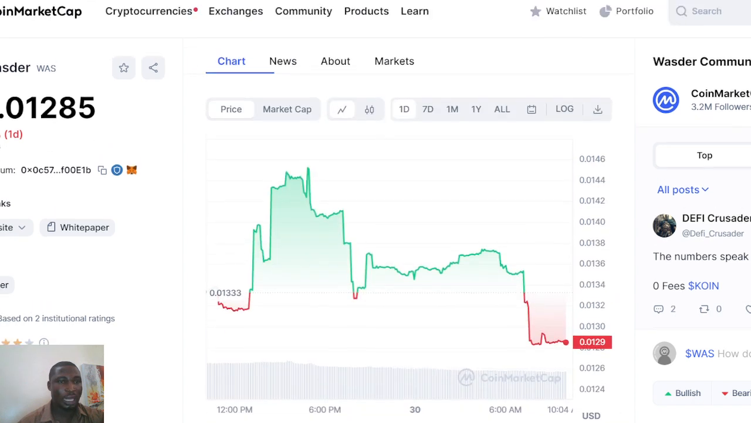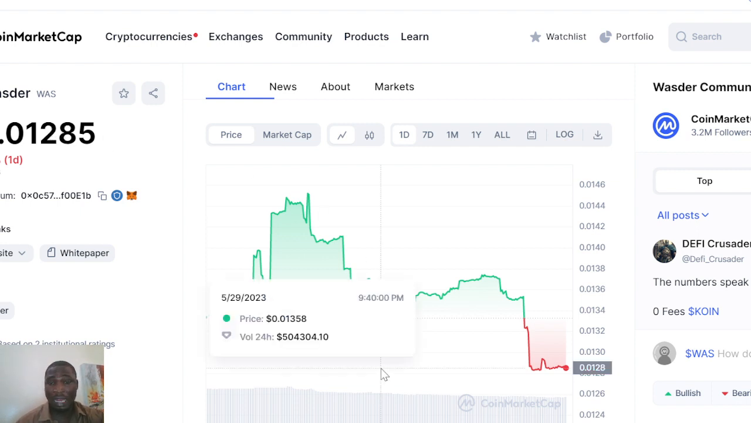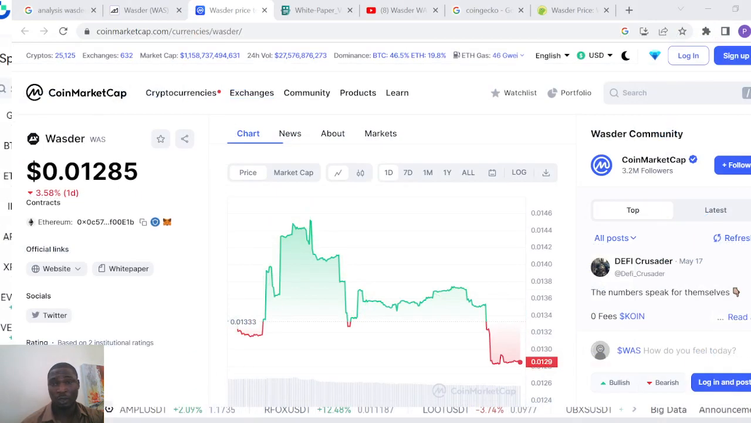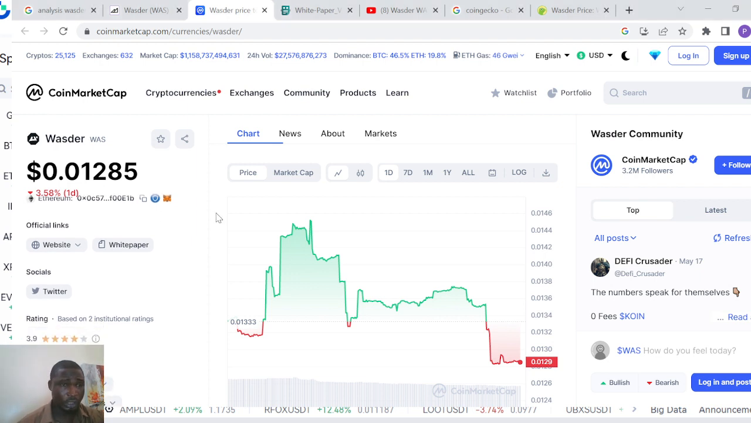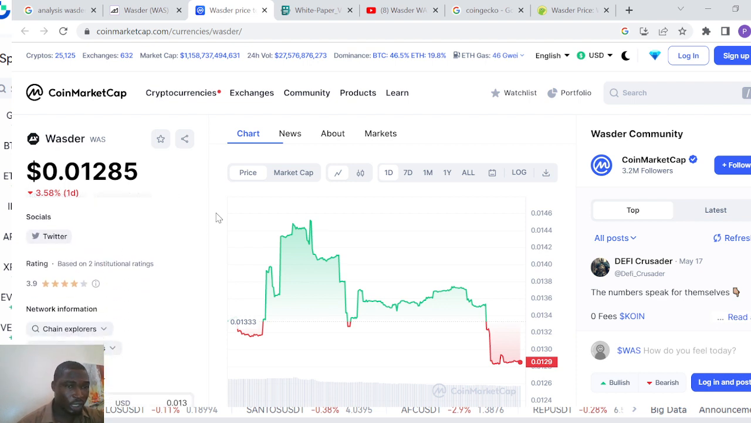We can see it's currently at 0.0121285. That is the current price in the market space when looking at this token, as shown on CoinMarketCap. And it's also built on the Ethereum blockchain.